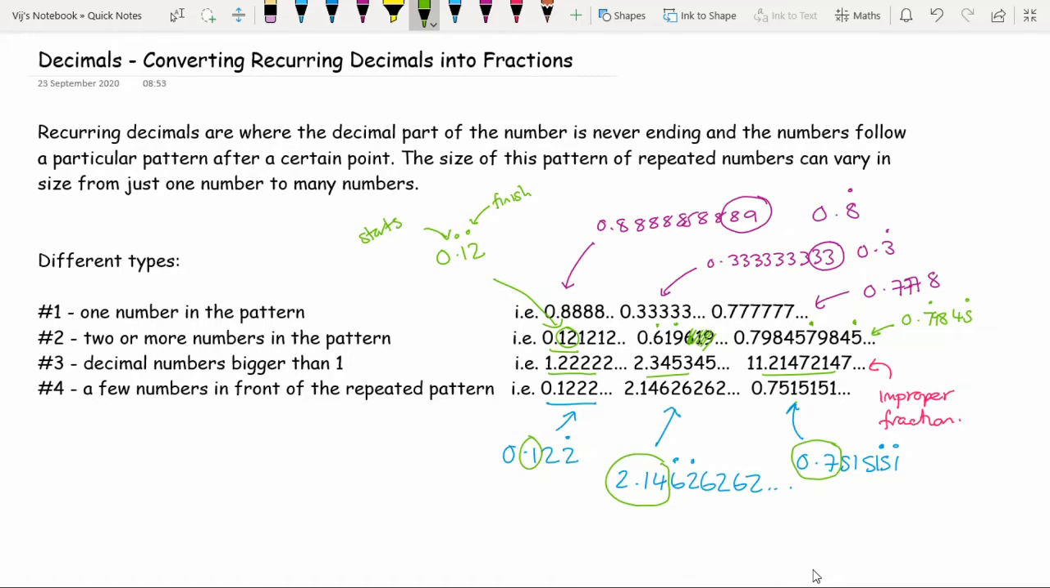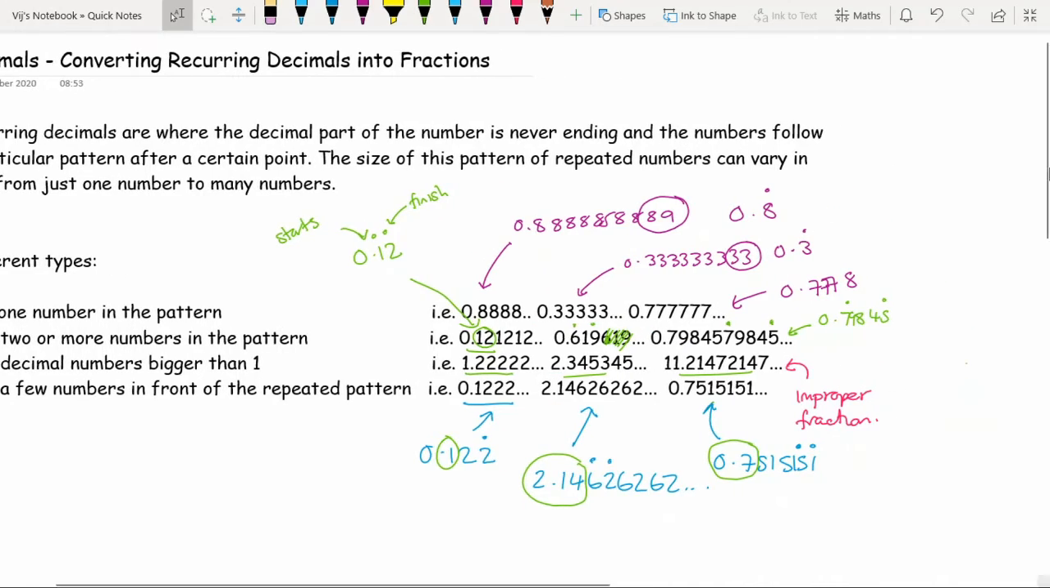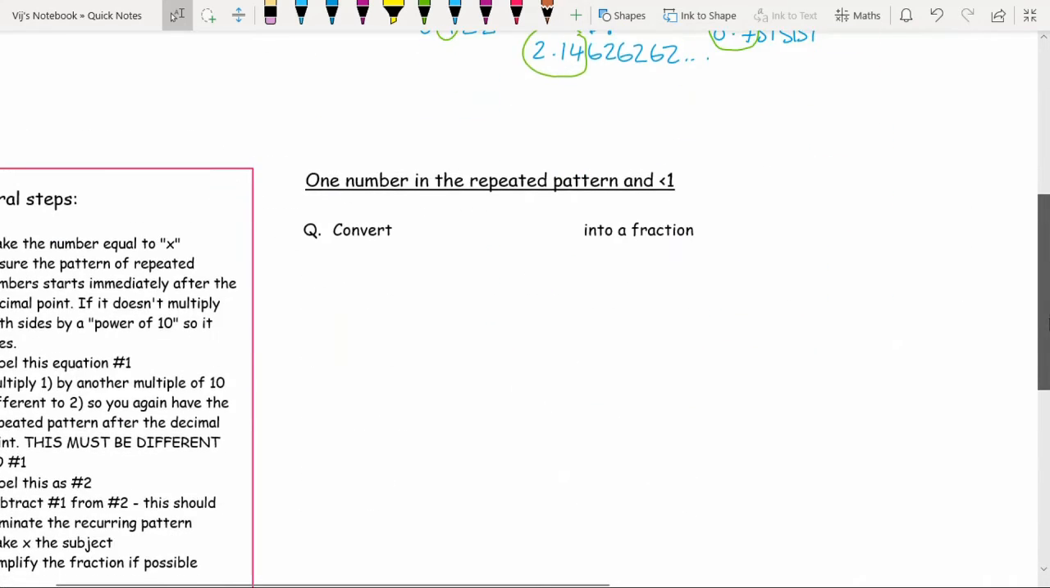So before we actually go forward to actually converting these to fractions, it is really, really important that you establish which of these four your number is to start with, because there is a slight variation in what you need to do in the process of converting them into fractions. So let's have a look at the steps in how to do this.